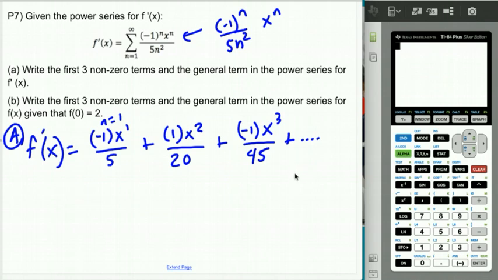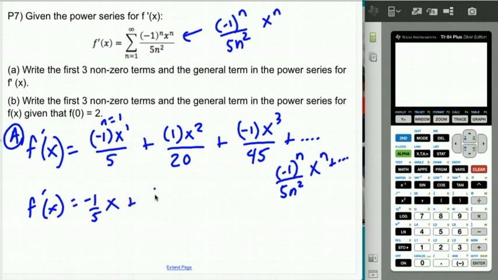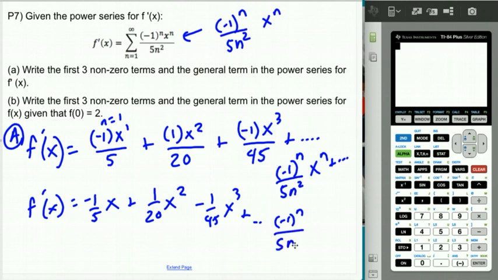And then I end up with a general term of -1 to the n over 5 multiplied by n squared, x to the n, dot, dot, dot. Sorry, 5 multiplied by n squared, my bad. Okay, so there's my f prime. If you want to clean it up a little bit, you certainly can. You might want to write this as -1/5 x plus 1/20th x squared minus 1/45th x cubed plus dot, dot, dot, -1 to the n over 5 n squared x to the n. That's fine.